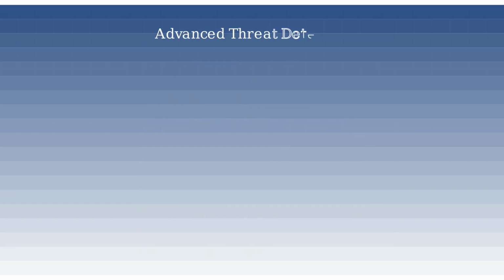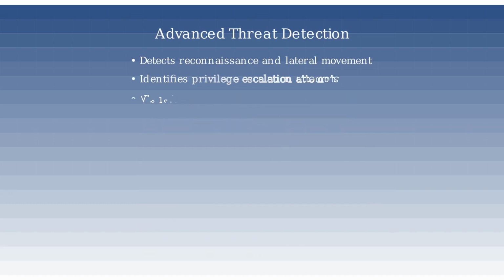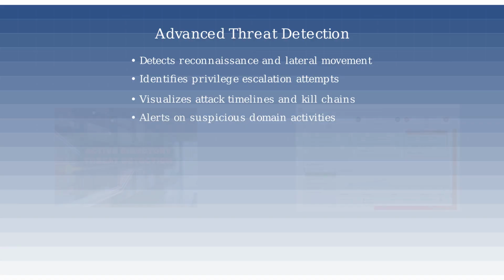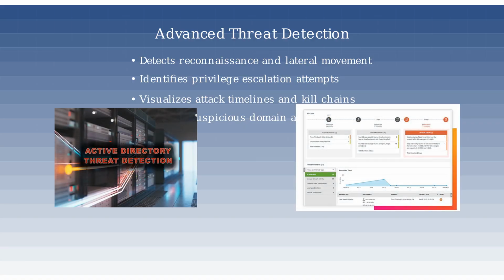Defender for Identity specializes in detecting advanced threats targeting your Active Directory. It identifies reconnaissance activities, lateral movement, and privilege escalation attempts. The solution visualizes attack timelines and provides detailed information about the kill chain, allowing security teams to understand the full scope of an attack.